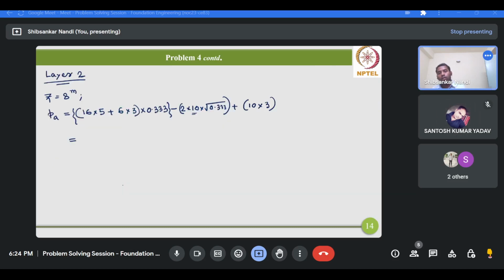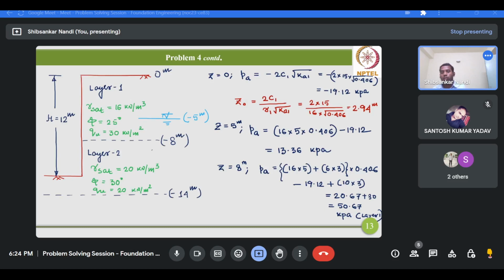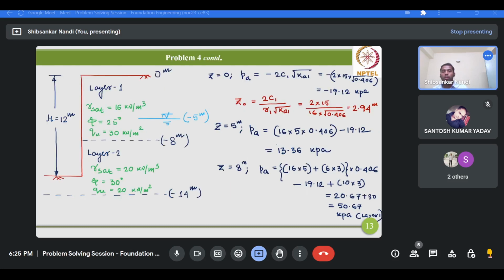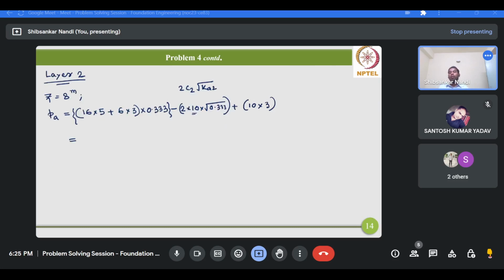No. This is not that. This is the coefficient of layer 2, 2 times C2, 2 C2 root under Ka2. Now what is the value of C2? That means the cohesion of layer 2. This is 20 by 2, already we have calculated 20 by 2, that is 10. We are at the same interface. However, we are calculating it for layer 2, not for layer 1. When you calculate it for layer 1, you have to consider C1, that is 15 kPa. However, for layer 2, it will be 10 kPa.